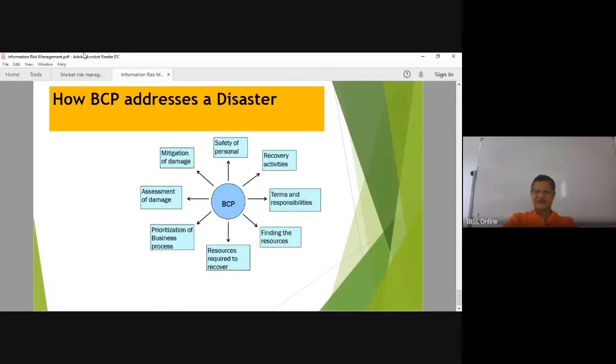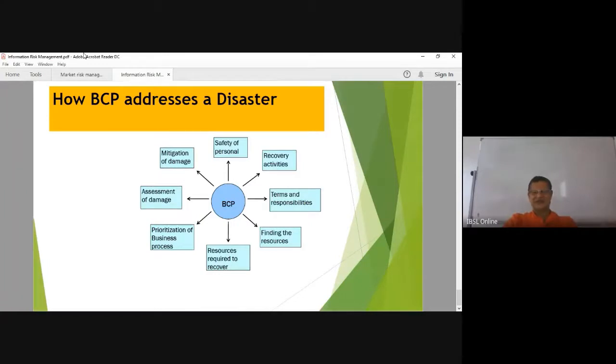Then you will need to find terms of responsibilities. If your plan has identified who is responsible for what, then it will be very easy. Then at this point, when you know the people who are responsible, they need to find resources. If some of your resources have been damaged, you need to order from some place. And also, you should have guidelines to order. Your procurement committee will have certain additional resources in head office. They could immediately transfer them. So finding the resources and getting the resources to start the recovery process is very important.